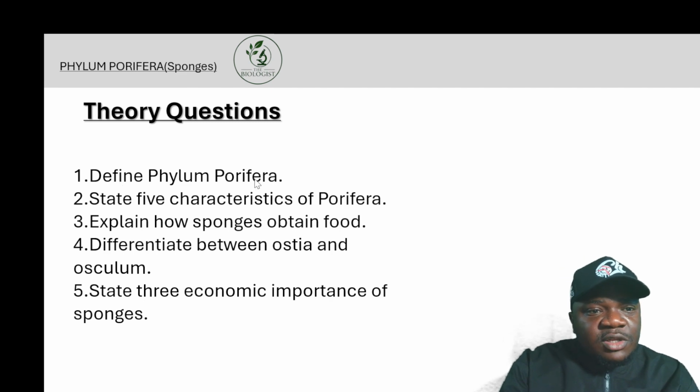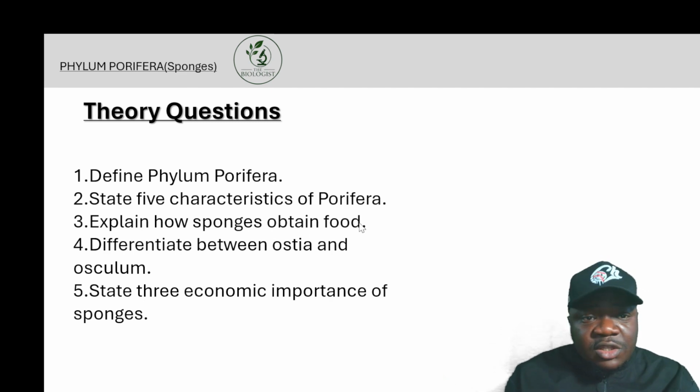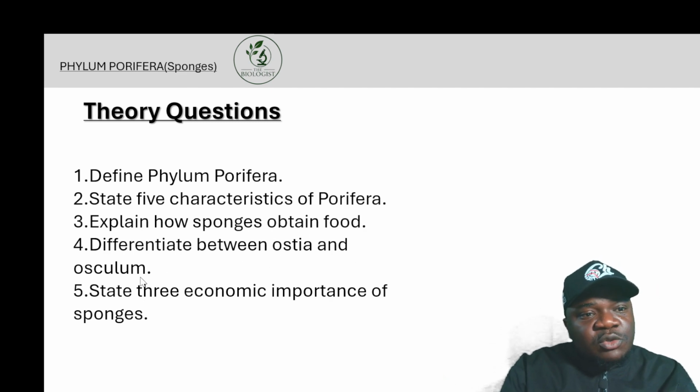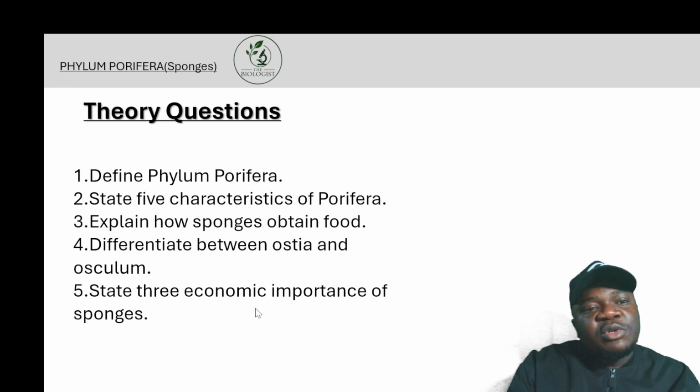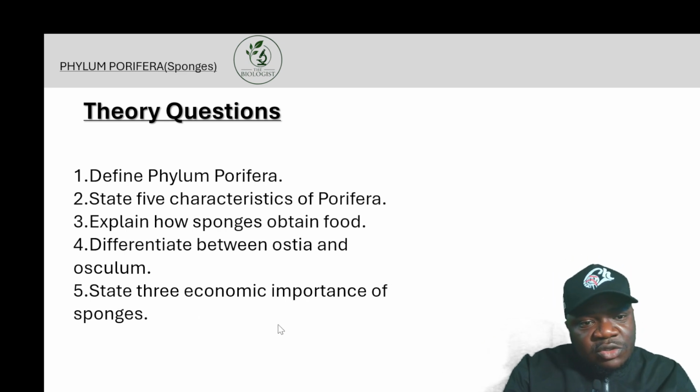Okay. So there are some questions for you just to play around with. The first one: define Phylum Porifera and state five characteristics. It's a very important kind of question. Explain how sponges obtain their food. Say filter feeding. Differentiate between ostia and osculum. State three economic importances of sponges. If you watched the video to this point, you'll be able to answer all those questions easily.